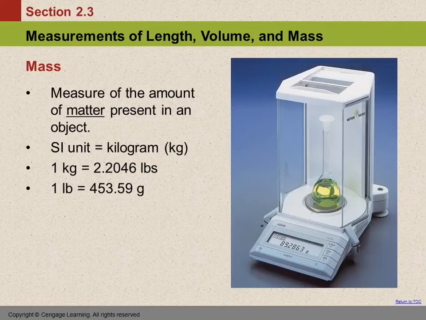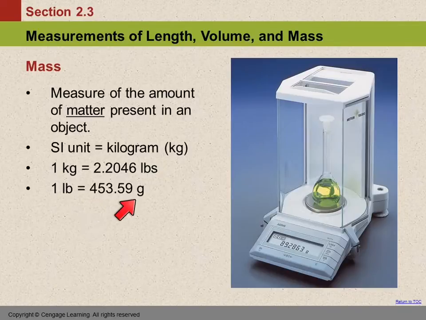Mass. Mass measures the amount of matter present in an object. It's different than weight. Weight is force, a force of attraction by gravity. So mass is matter, and the unit we use is the gram or the kilogram. So 1 kilogram is 2.2046 pounds.